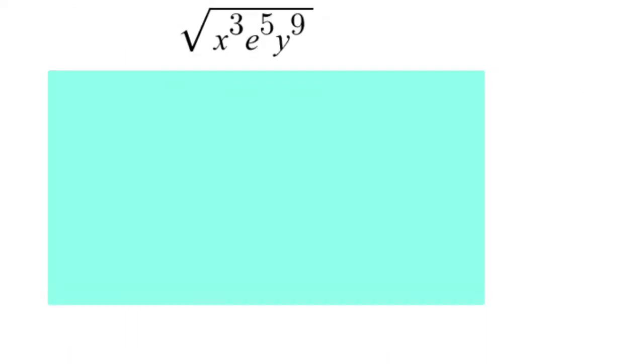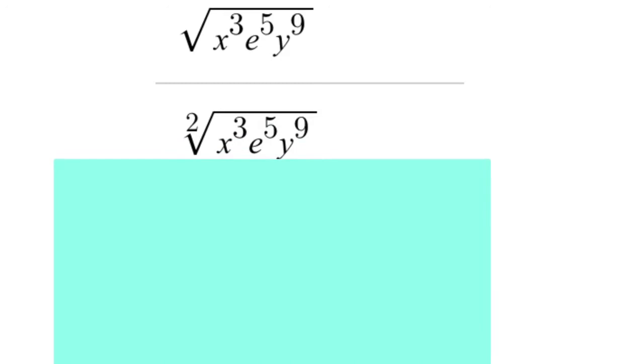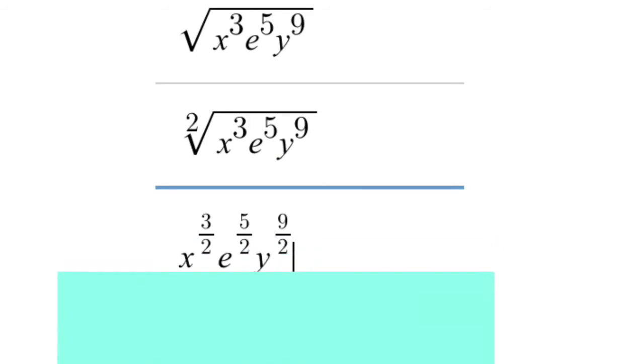Okay, so here's our next problem. The square root of x to the 3rd, e to the 5th, and y to the 9th. So the first step you would do to solve this problem would be to add the 2 there. Right on the square root, add the 2 so you know what you're going to be dividing your number by. Second, you will then take those numbers and add a 2 underneath, so it will look more like this. And that line there has no relevance, that's just my cursor.